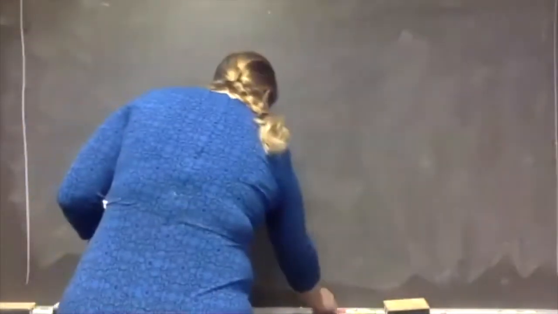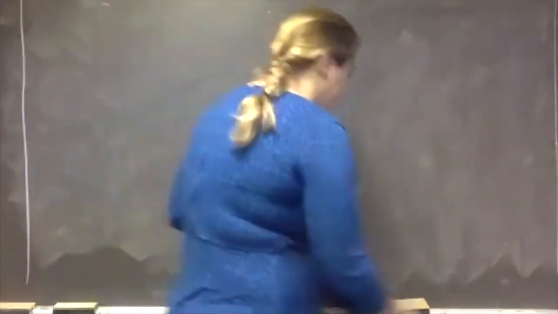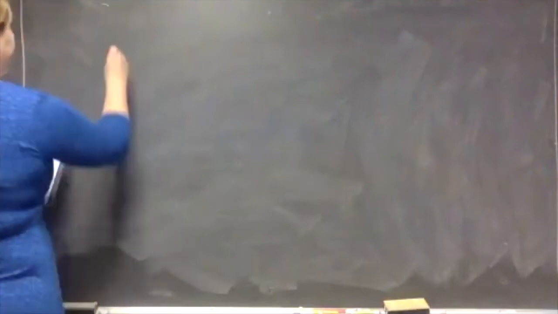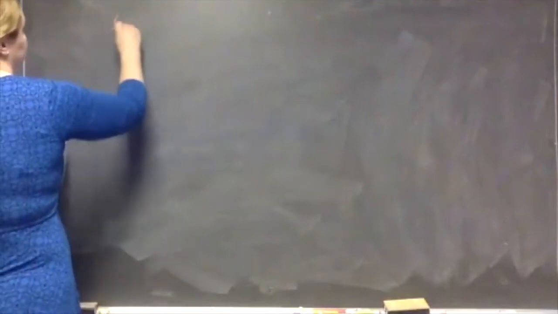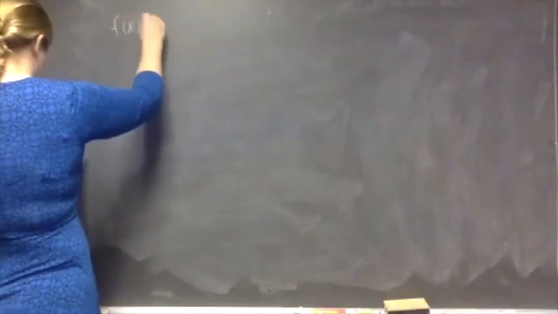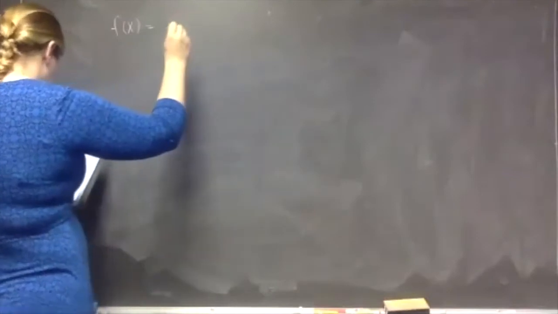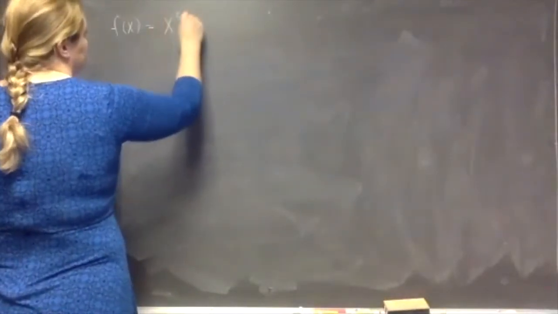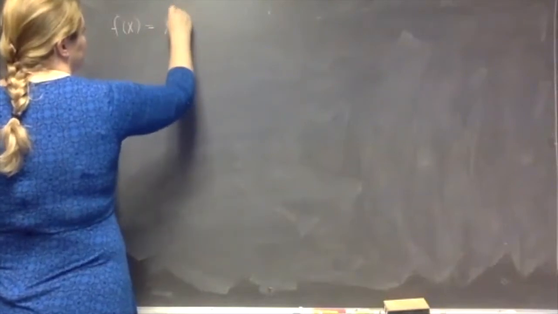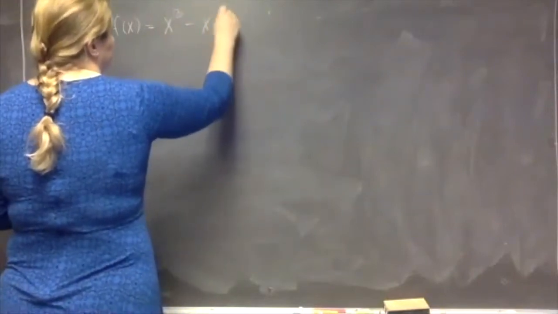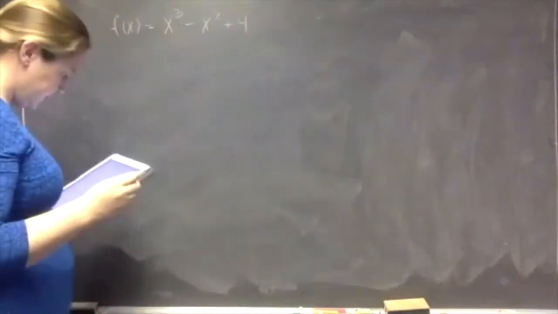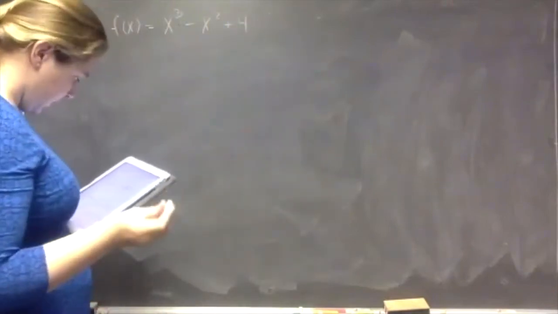So let's start with our function being, sorry, all my chalk is tiny. Okay, so let's start with our function being f of x equals x cubed minus x squared plus 4. And we're going to look for the root of this.